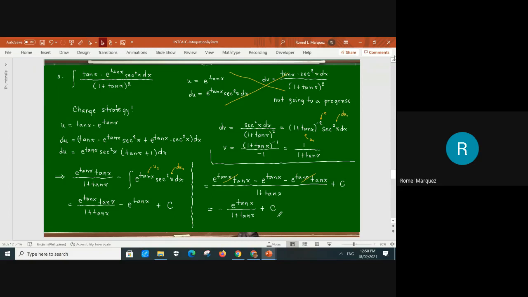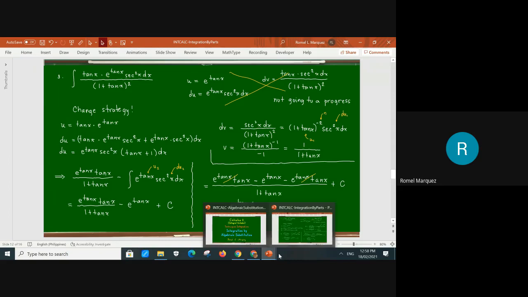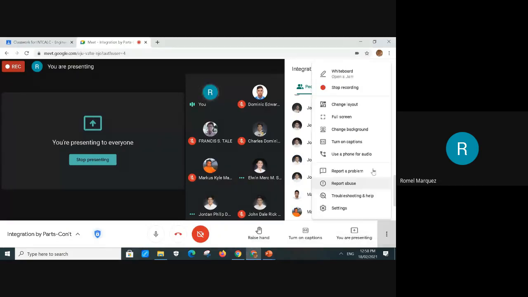Now, another technique of integration, guys, that we can have is integration by algebraic substitution. So that's what we're going to have. I'm going to turn off the recording and then we're going to begin again because this is another topic.